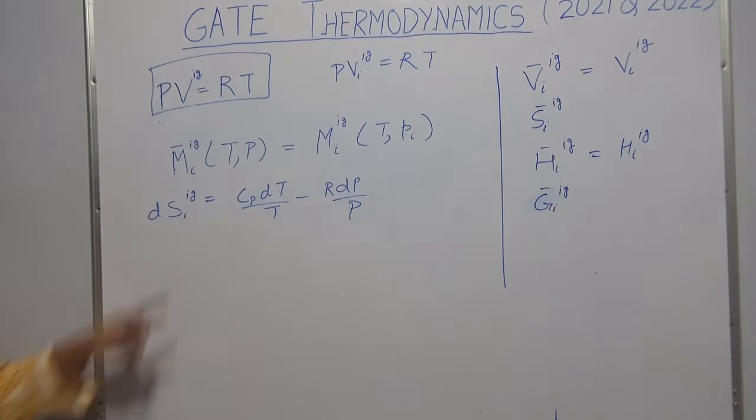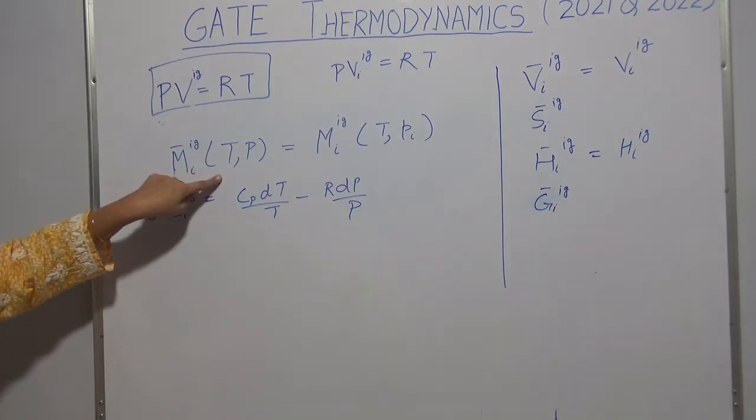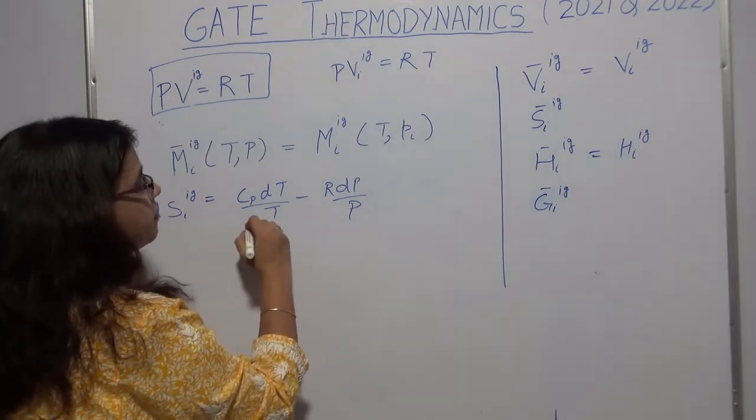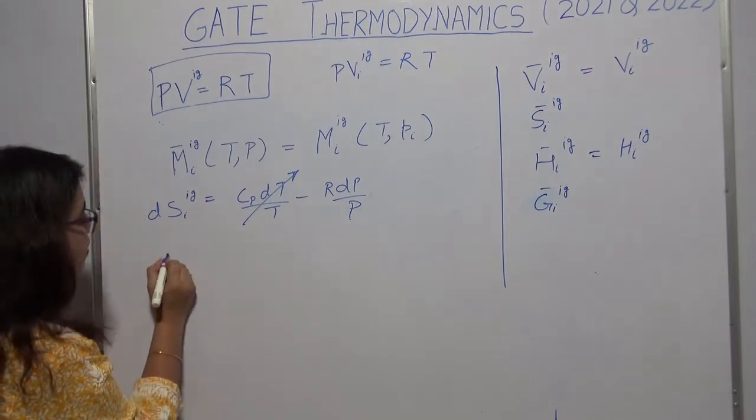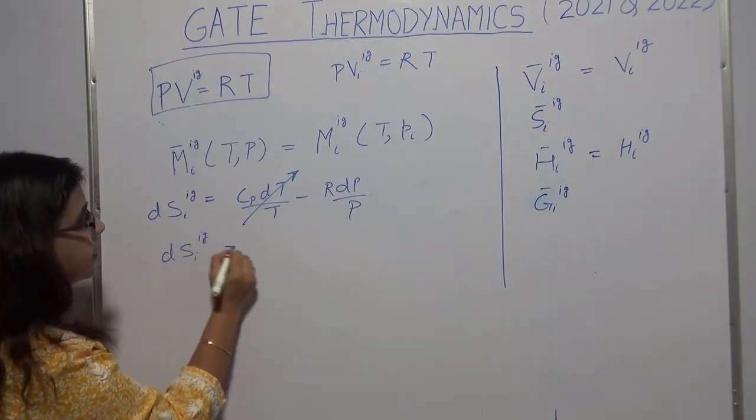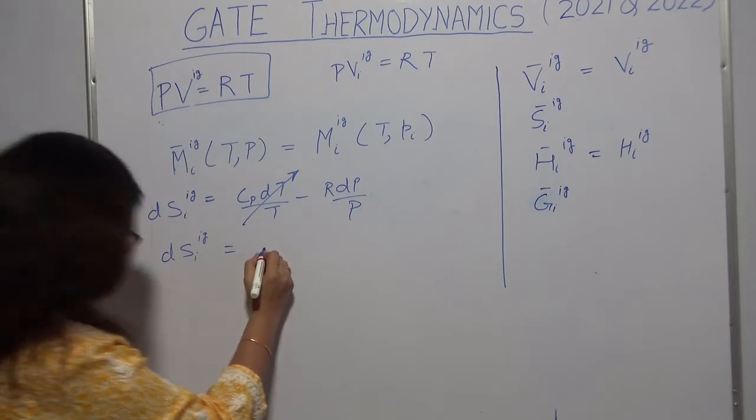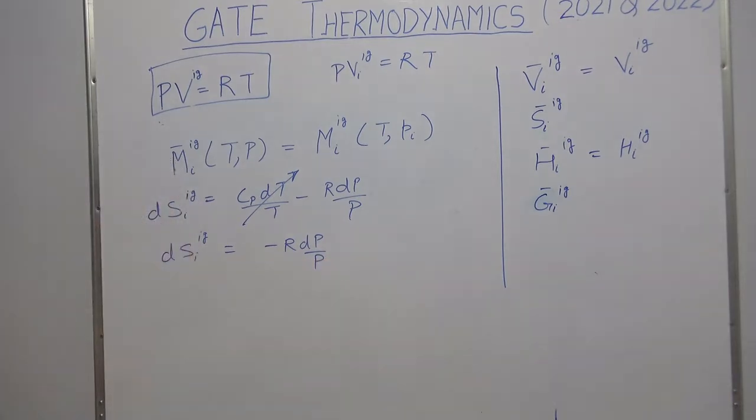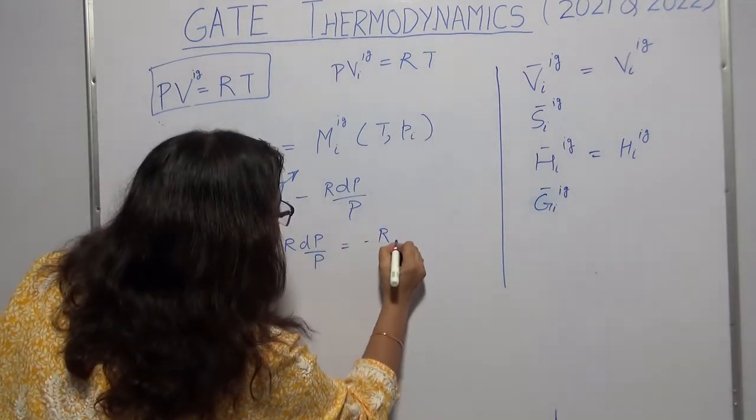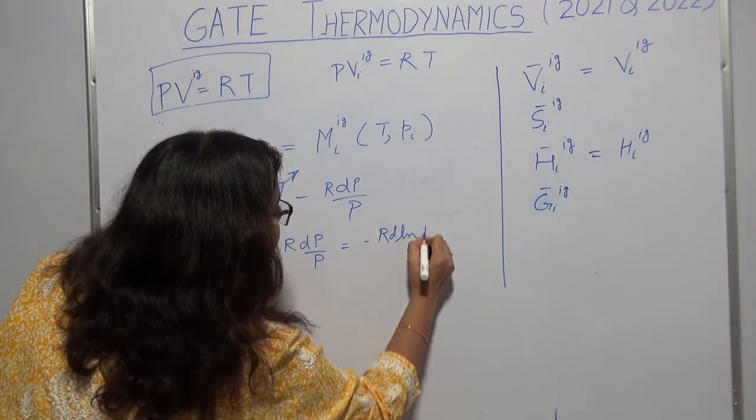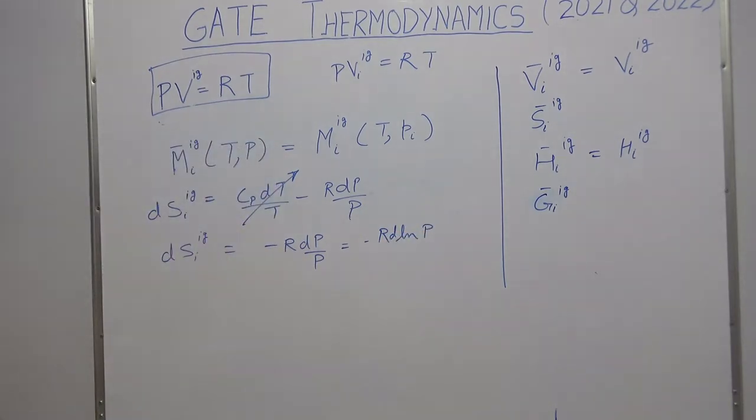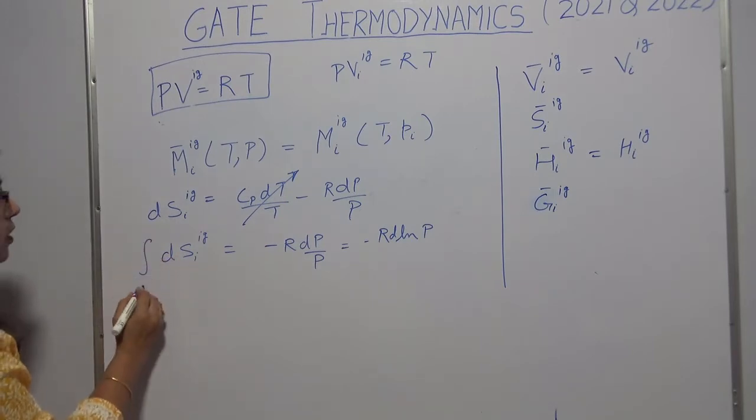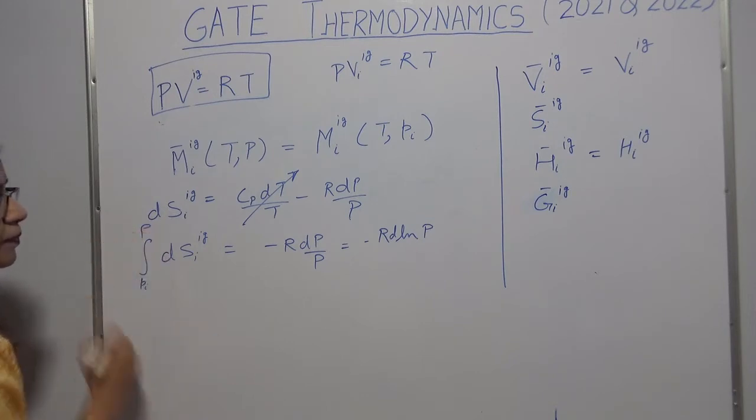In this case, when I am using this theorem, temperature is kept constant. So let's say while deriving this, I am keeping temperature constant. So this term vanishes and I am left with dSi^ig equal to minus R dP by P. Or I can also write this as minus R d ln P. Fine. Now let's integrate this equation from pressure Pi to P.